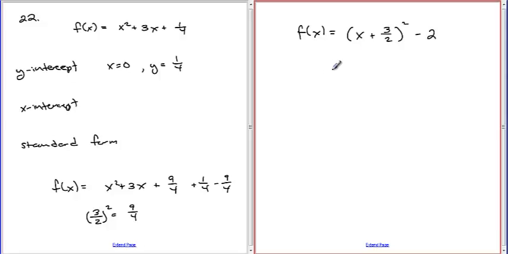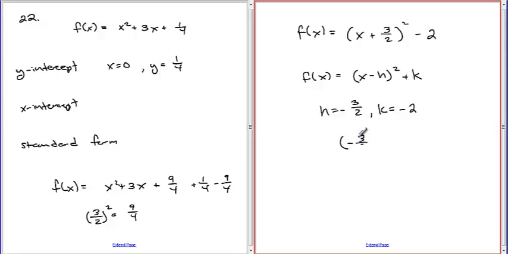So that's standard form. Standard form is (x minus h) squared plus k. So h is equal to negative 3/2. k is equal to negative 2. So that's where the vertex is. It's at the point (negative 3/2, negative 2). So that's our vertex.